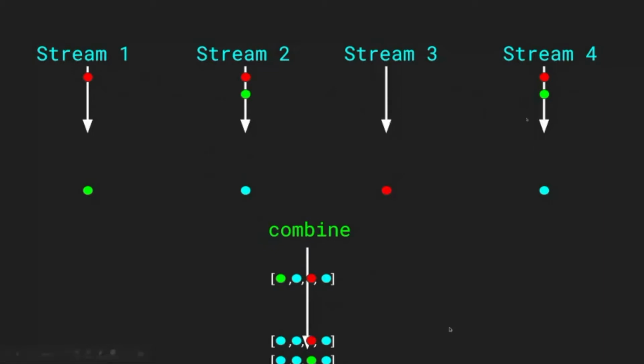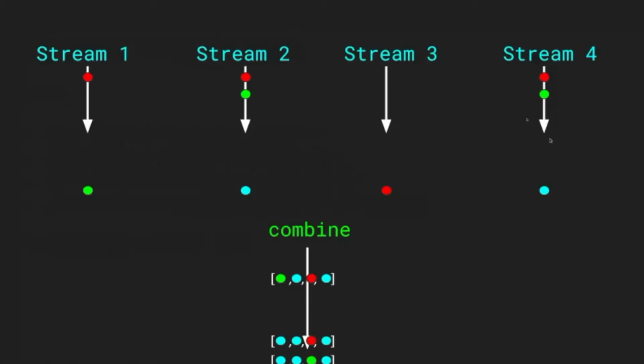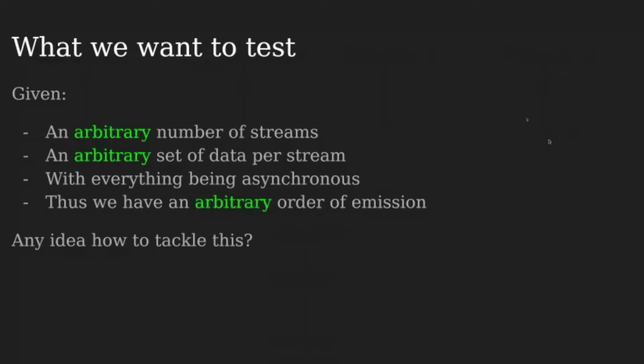So we have to keep that in mind when designing a test. So, to summarize what we want: we have an arbitrary number of streams. We have an arbitrary set of data per stream. Here every stream had the same data, but that's not the usual case. And everything is asynchronous, and thus we have an arbitrary order of execution. So any stream may emit at any time.